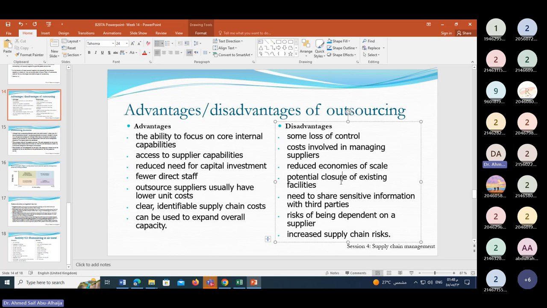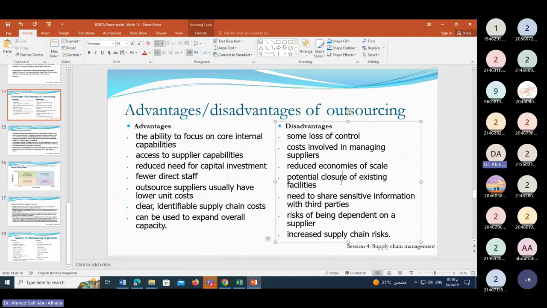Problems, risks. Always there are advantages and disadvantages. If you depend on others, this means you are losing some of the control. Why? Because you are relying on other companies to do it for you. If any problem happens with that company or that supplier, you'll have a problem. Two, cost involved in managing suppliers. Because now you have many suppliers, you need to have people monitoring their work, to make sure they're doing as you ask and following the criteria. So this is some cost. Also, reducing the economies of scale, because if you do it by yourself, you reduce more.